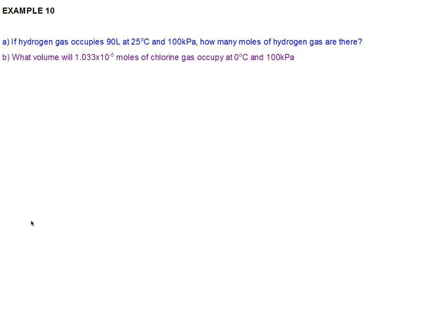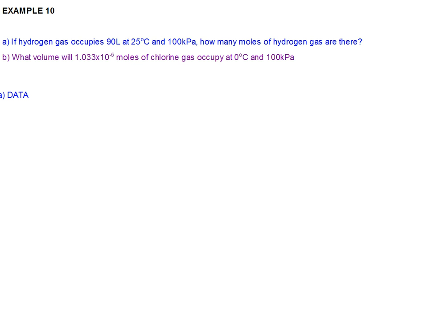So let's look at our two parts of the question for example 10. First of all, if hydrogen gas occupies 90 litres at 25 degrees and 100 kilopascals, how many moles of hydrogen gas are there? And second of all, what volume will 1.033 by 10 to the minus 5 moles of chlorine gas occupy at 0 degrees and 100 kilopascals?